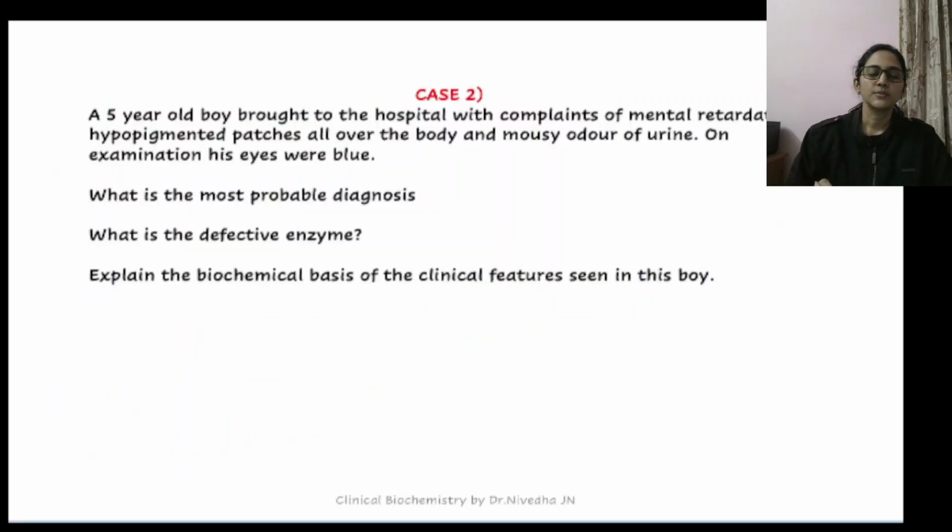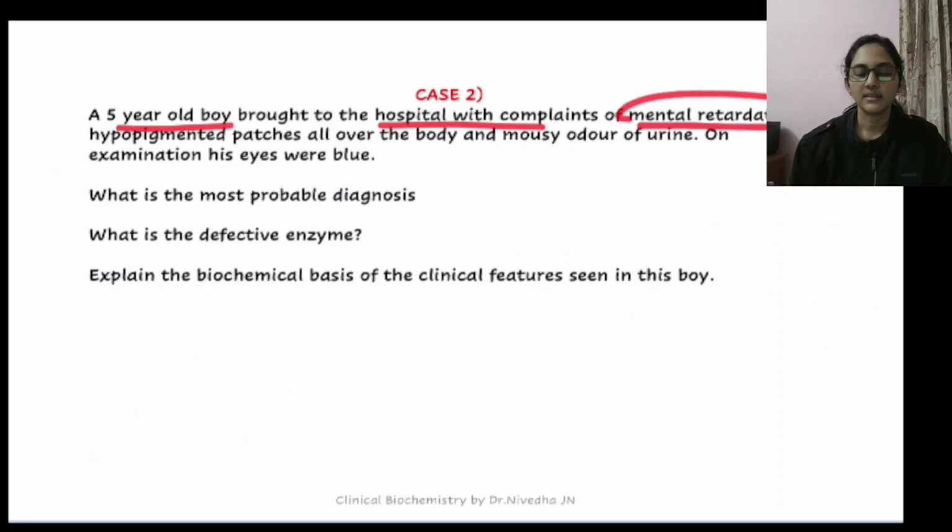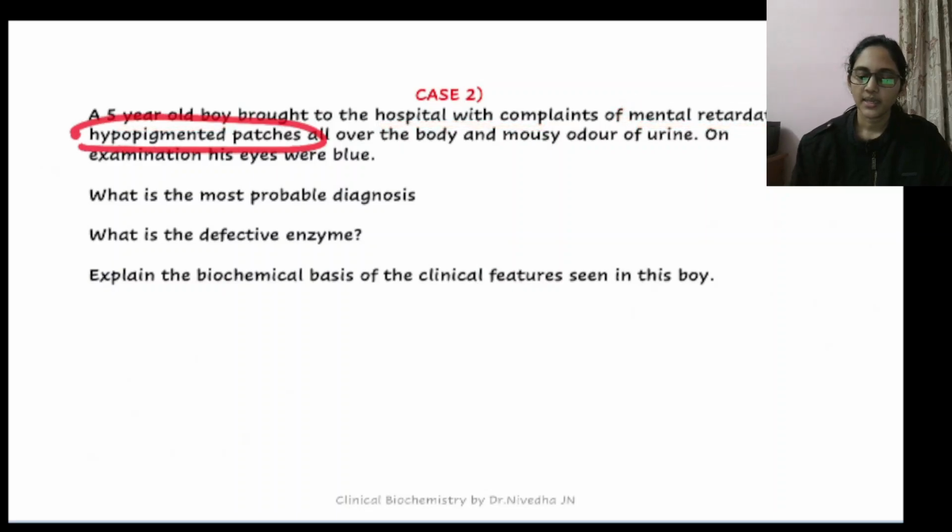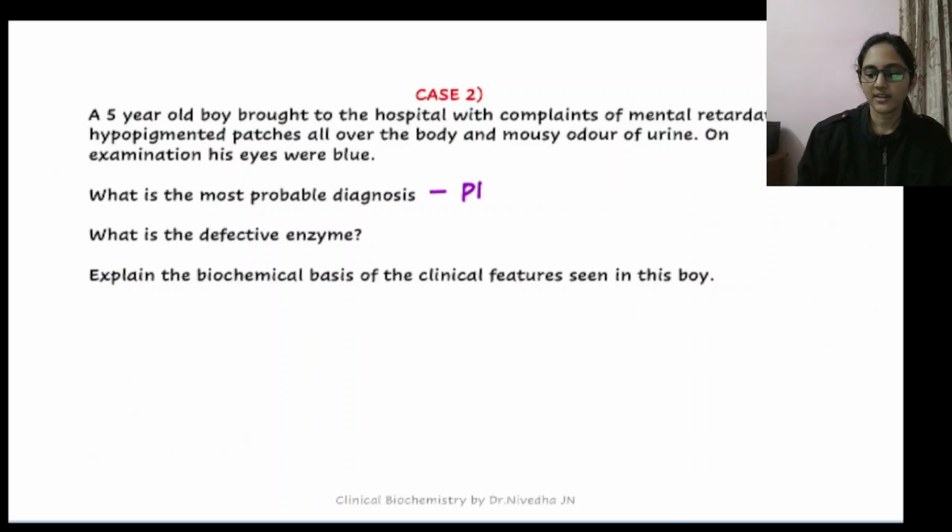Yes. So let's move on to the second case. Second case, it's a 5-year-old boy. He's brought to the hospital with complaints of mental retardation, hypopigmented patches all over the body, and mousy odor of urine. So it's very easy, is it not? Mousy odor of the body fluids. If you have this term, then it is definitely going to be phenylketonuria. So what is the most probable diagnosis? It is phenylketonuria.